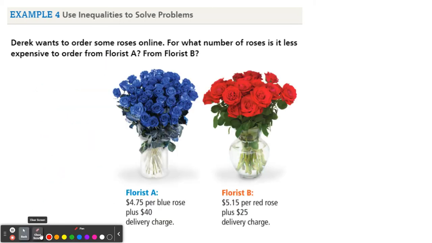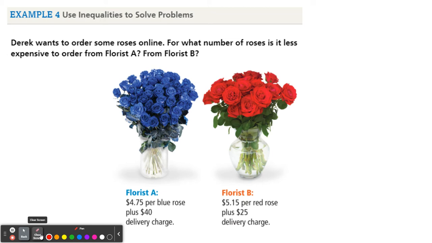All right, here we go. So it says using inequalities to solve. Derek wants to order some roses online. For what number of roses is it less expensive to order from florist A than from florist B? Okay, so there's florist A, right? $4.75 per blue rose plus $40 delivery charge. Florist B, $5.15 per red rose plus $25 delivery charge.